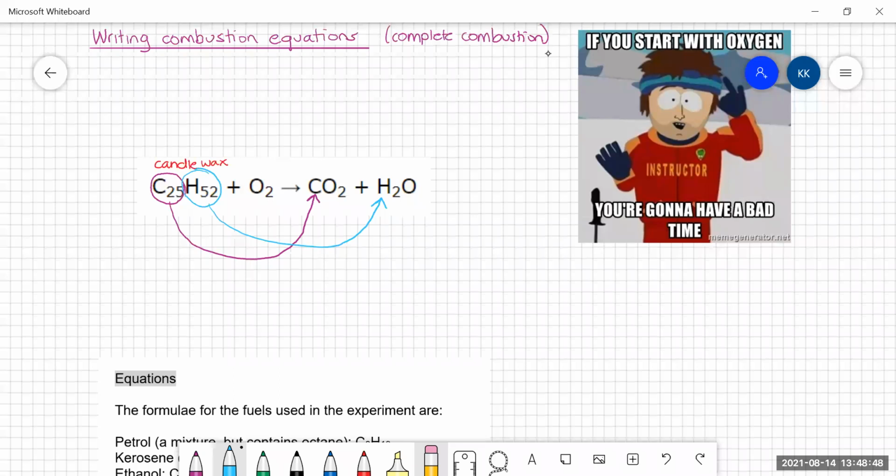And from there, once we've got our carbons and our hydrogens sorted out, we can start to think about what to do with our oxygens then. We don't ever start with oxygen in a combustion equation. You're going to get yourself into all sorts of trouble. In fact, you're going to have a bad time. So let's have a look at balancing this particular equation. So I've got C25H52.